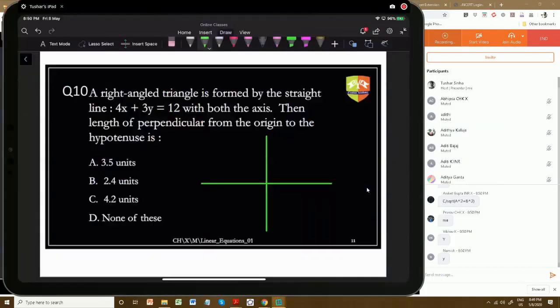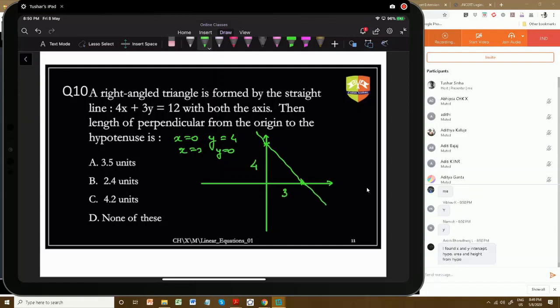Very good. So even if you don't know this particular form, you could have done it very easily using trigonometry. So what is this line? First of all, let's draw this line. 4x plus 3y is 12. If I put x equals 0, you will get y as 4, so 0 comma 4 is one point. And if I put y equals 0, you will get x as 3. So the line is like that. This is 3, this is 4, and you have to find this perpendicular distance P.